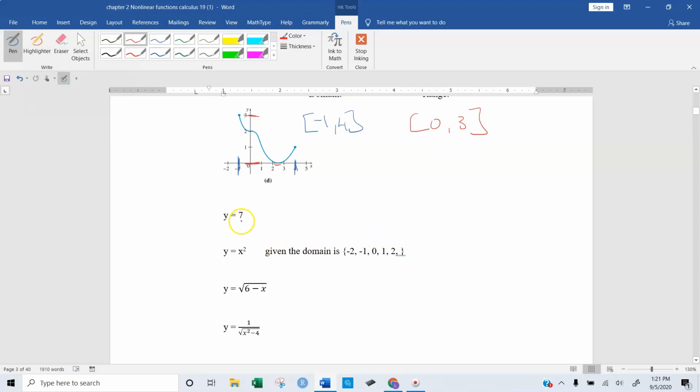Y equals 7. Well, if y equals 7, x can be anything. So that is -infinity to +infinity. And if y can only equal 7, then the range is just 7.